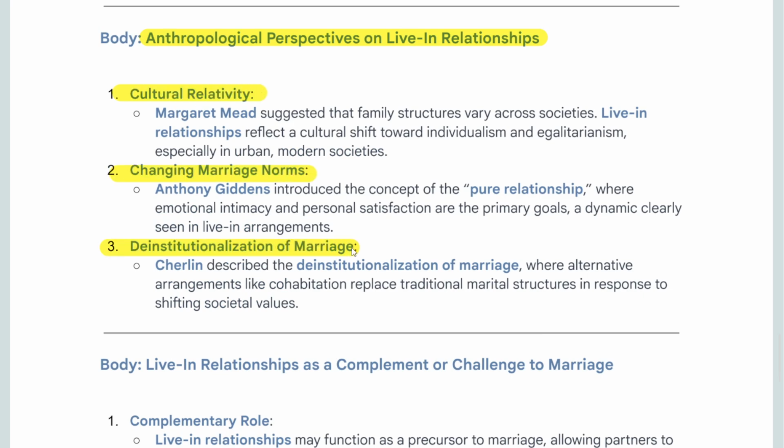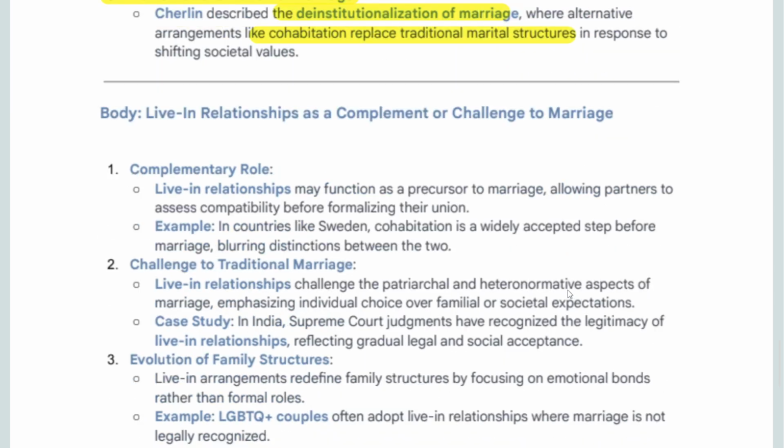That's the core issue. Anthropologists like Margaret Mead would say relationships just vary culturally, reflecting shifts like growing individualism. Makes sense. Anthony Giddens talked about the pure relationship, where emotional intimacy is the main goal, not external pressures. And Cherlin described the deinstitutionalization of marriage, where alternatives like just living together become more common, replacing older structures. So are live-in relationships complementing marriage or challenging it? Or both? Probably both. They could be complementary.